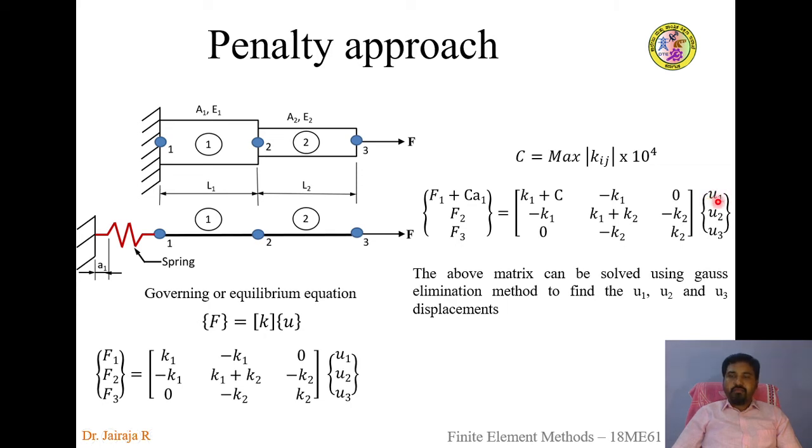So U1 will be almost equal to 0. Since node 1 is fully fixed, we get a reaction at node 1. How do we find the reaction at node 1 using the penalty approach? We use this equation: the reaction at node 1 is R1 = minus C into U1, where C is the stiffness of the spring. We need to consider the entire U1 value, with all the decimals, in order to get the exact reaction at node 1.